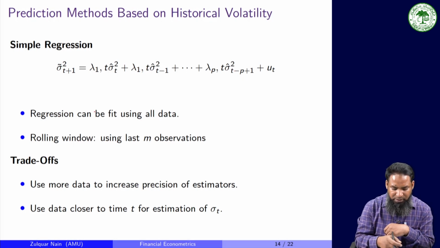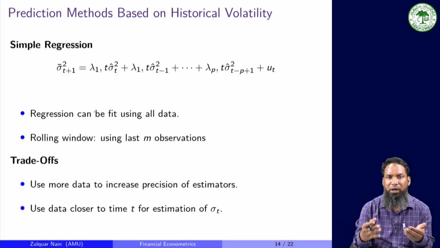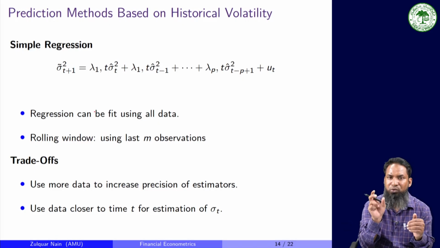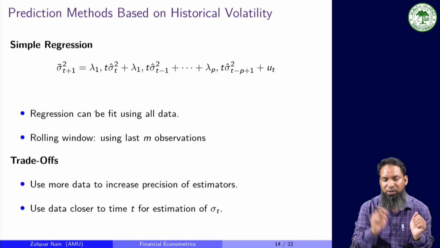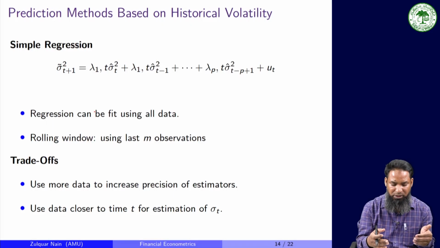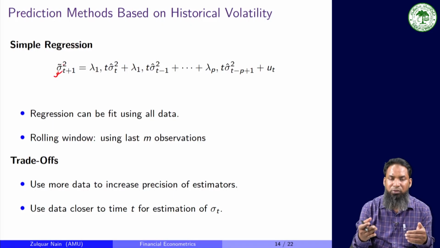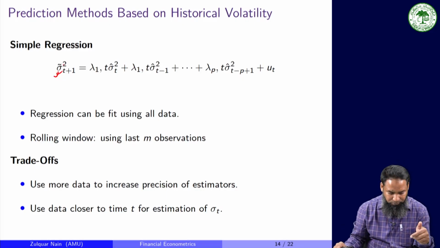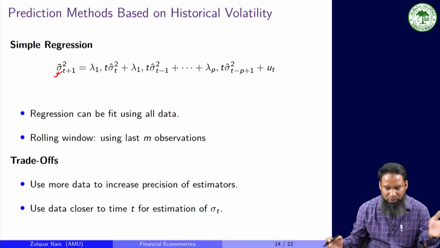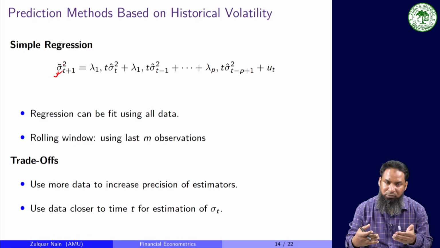Now here the regression can be fit using all the data, or we can adopt the rolling window approach, where basically we use a specific number of observations in periods. So either we can use all the observations and we regress and estimate the value of this, or we can use the rolling window approach. There are trade-offs we have. What trade-offs do we have? If we use more data, the precision of the estimates will be better.